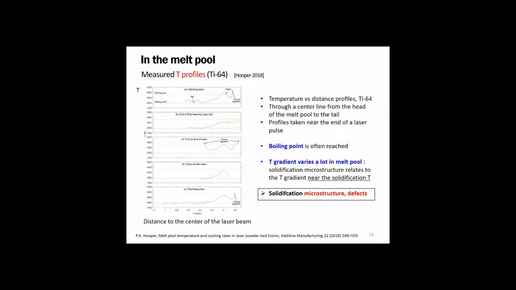Now, I just want to mention two papers that I find interesting, where in the melt pool here, they measured in 2018 the temperature field in the melt pool and showed how variable this temperature is, and also the temperature gradient. So that means that the solidification microstructure is actually different at different zones. And that means they are more or less prone to defects in different locations.